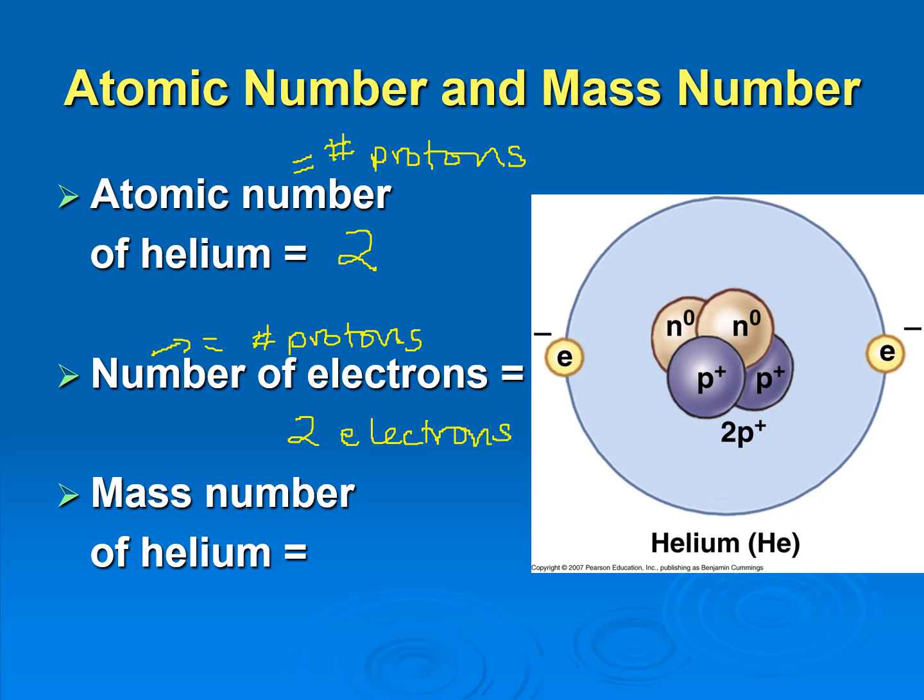Okay, and then our mass number for helium, how much does our atom of helium weigh? Remember, that's just going to be the number of protons plus the number of neutrons. We know that we've got 2 protons, and if we look at our nucleus, we've also got 2 neutrons. So our mass number would be 4, and that would be our answer. Okay, and let's do another example.